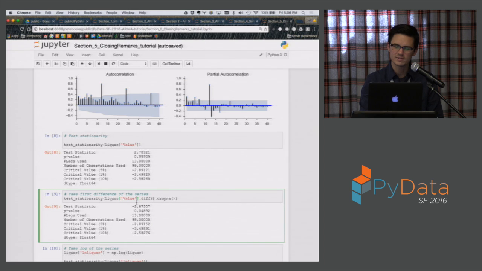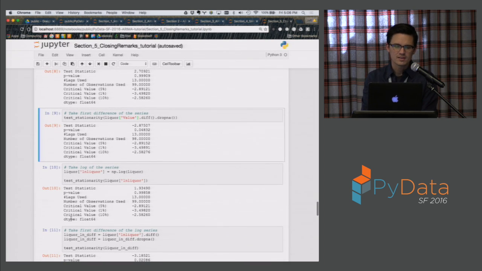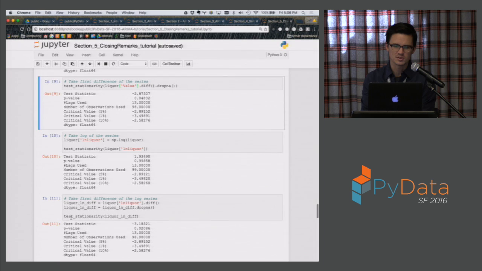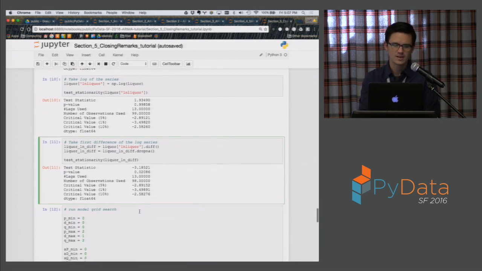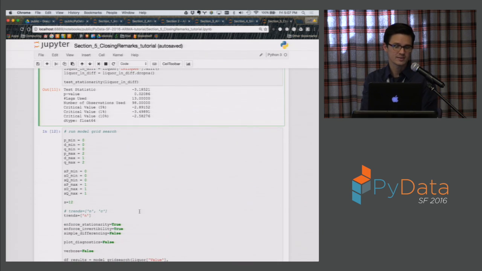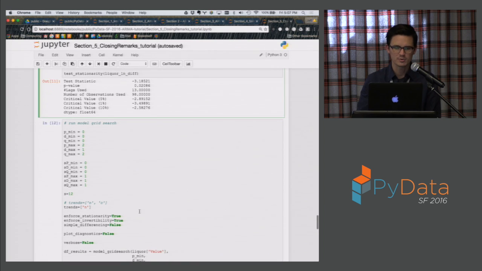But if we take the first difference, then we might say that this series is stationary, which informs us about the D parameter for the set of PDQ model orders that we would use. Jeffrey also mentioned doing a log transform, which by itself doesn't make it stationary, but if you take the first difference of that, it's also stationary. Whether you want to do that or not is up to you, there's no right answer, but you can see how the model performs.